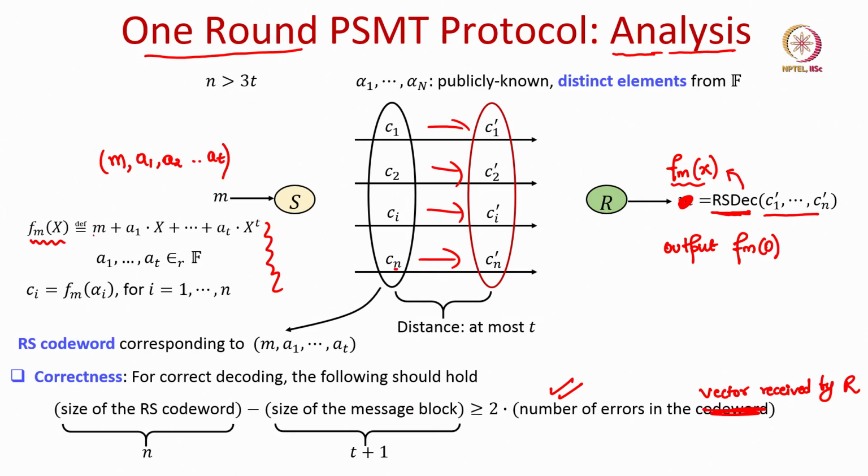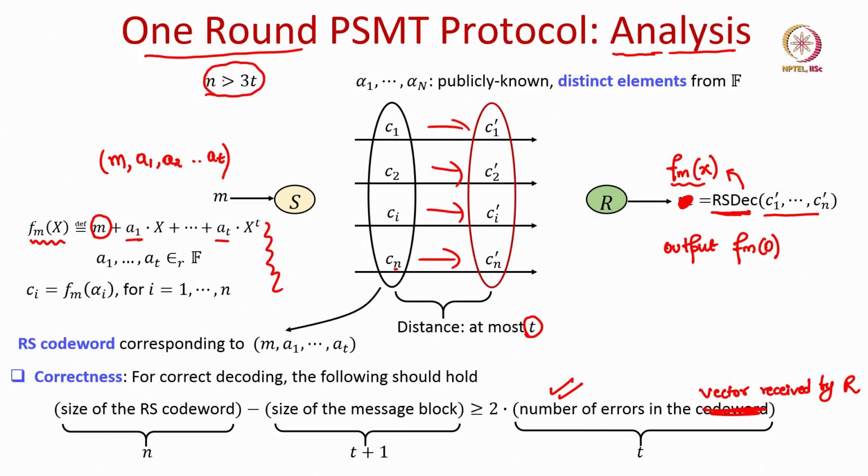The actual input was m, but to send it, it has picked t dummy components and computed the Reed-Solomon codeword. And what is the number of errors which could be present in the vector received by the receiver? At most t, because there could be at most t corrupt wires. So, is this relationship true? Answer is yes, because we are working with the condition n greater than 3t.